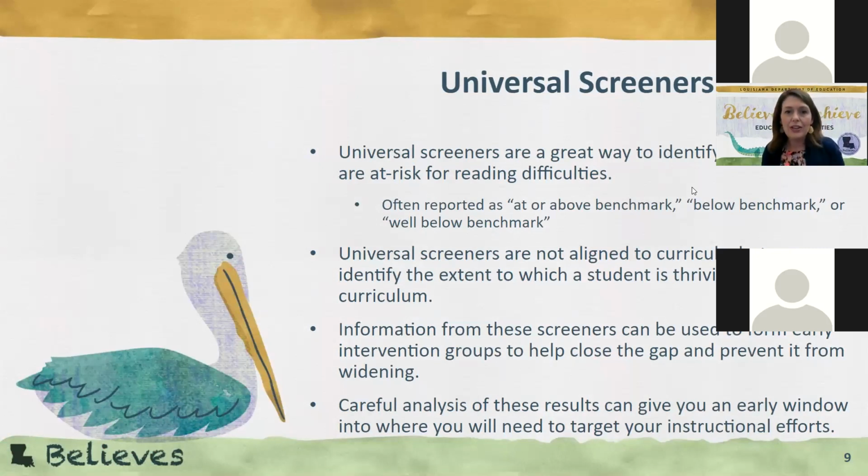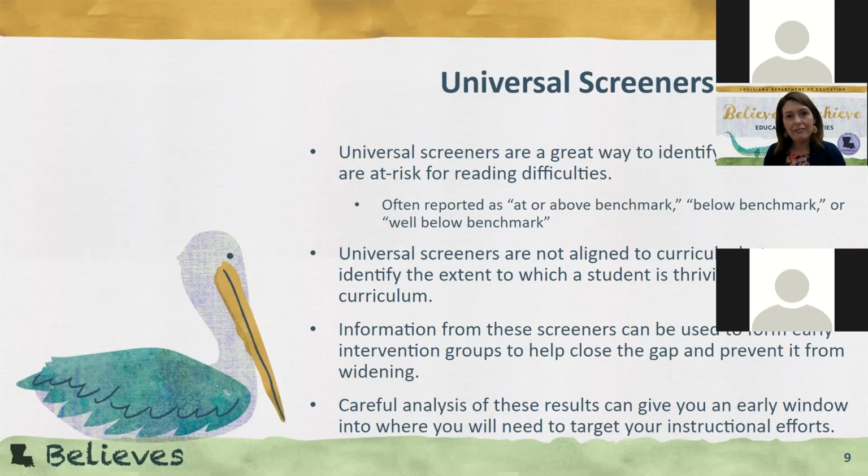Now, like I said, the universal screeners are really a great way to identify children who are at risk for reading difficulties. You're going to get that report that says, are they at benchmark, below benchmark? And one thing to really recognize is that universal screeners are not directly aligned to our curricula. I've heard it said that they're kind of curriculum agnostic. Doesn't matter what curriculum you use. These are going to give you a measure of where our students are in terms of their likelihood of struggling with reading in the future.